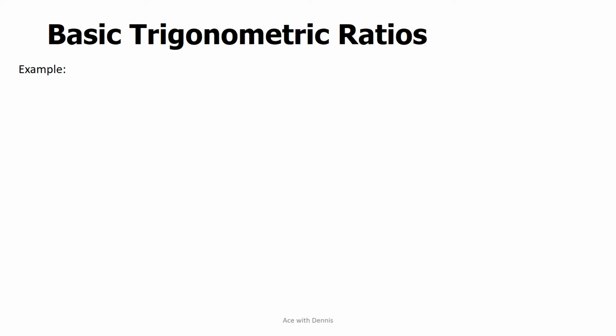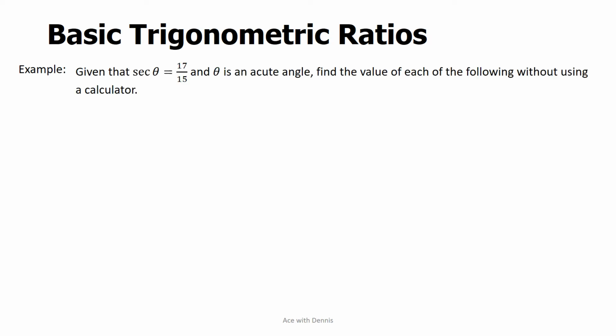Now, let's look at this example. Given that secant theta equals 17 over 15 and theta is an acute angle, find the value of each of the following without using a calculator. 1. Sine theta. 2. Tangent 90 degrees minus theta. 3. Cosine 180 degrees minus theta. Here is the solution.